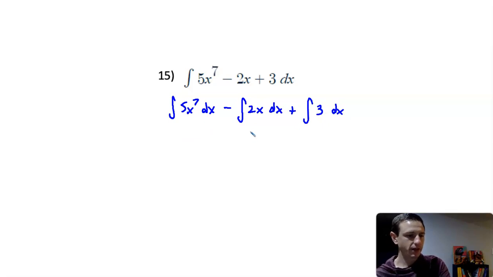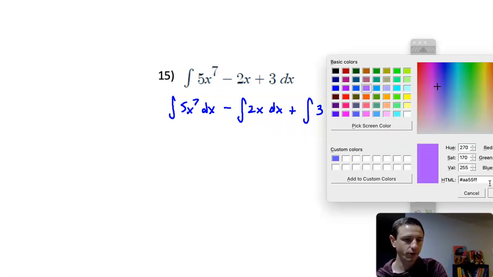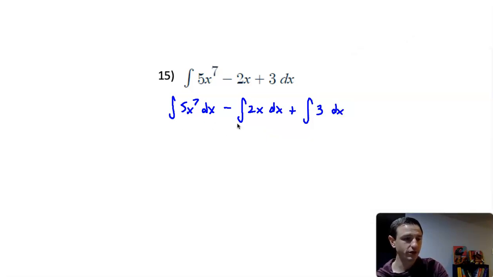Now typically after you get a level of comfort with integration, you probably wouldn't rewrite this and spend 10, 15, or 20 seconds rewriting the entire problem just to separate into three integrals. But just for the sake of explanation here, I'm separating into three separate integrals because that's the process behind it. So from here, we can individually integrate each term.